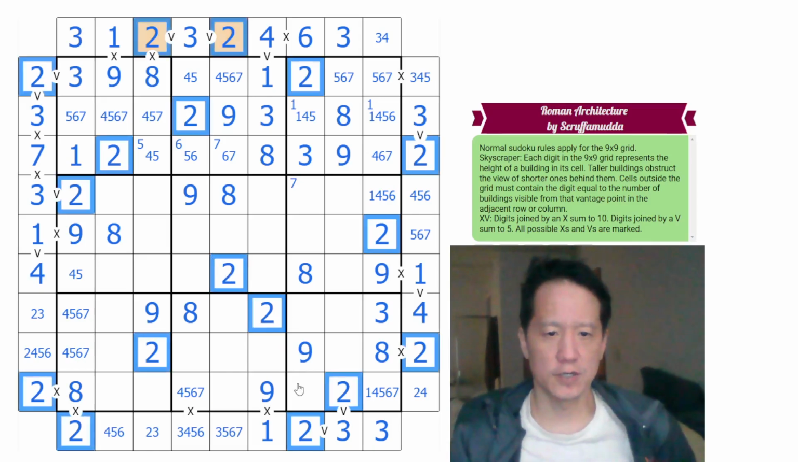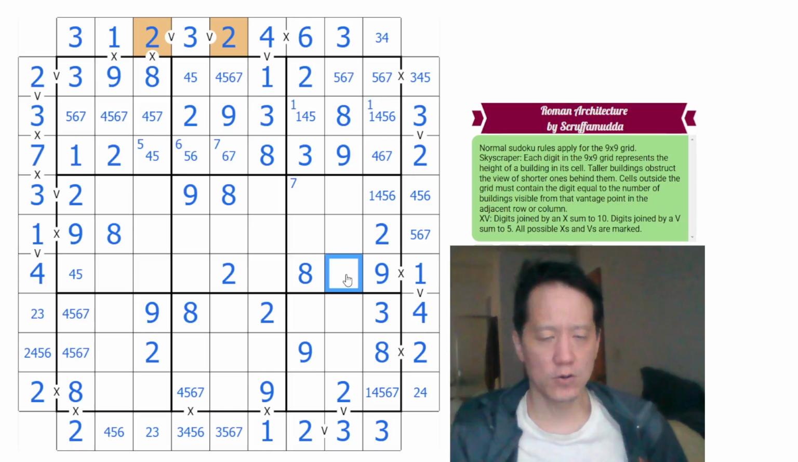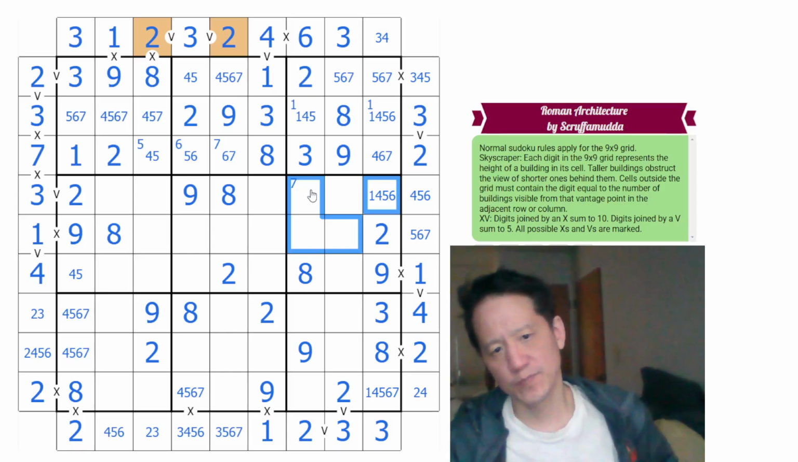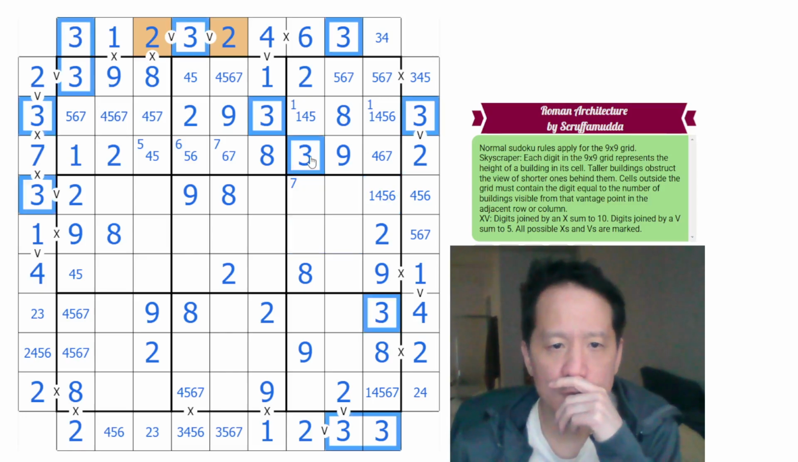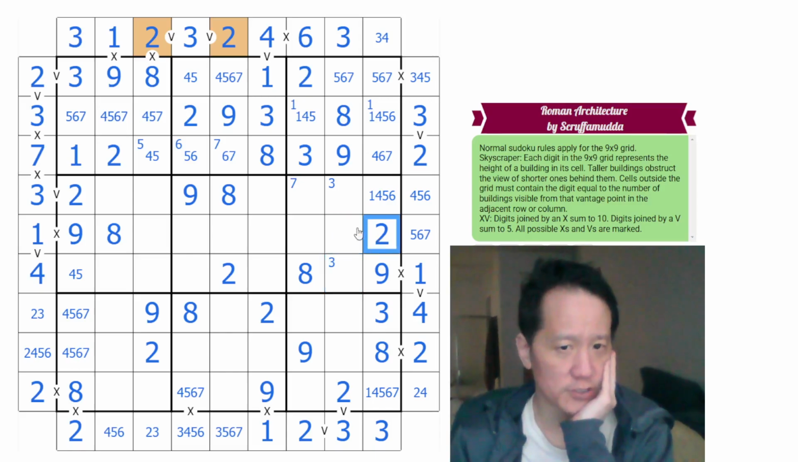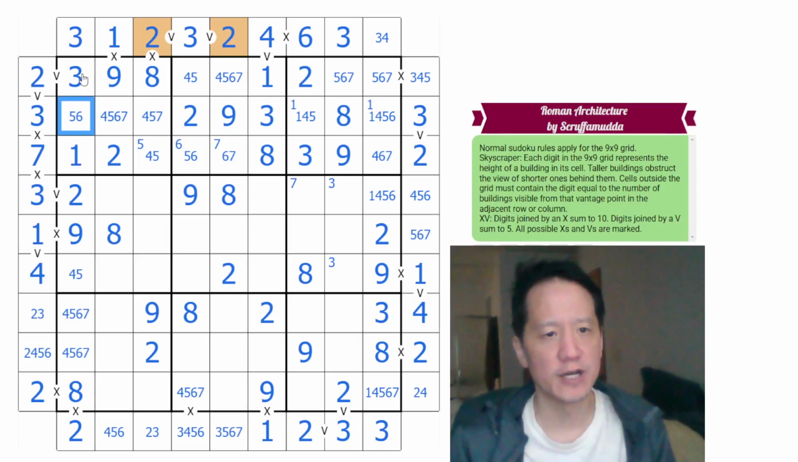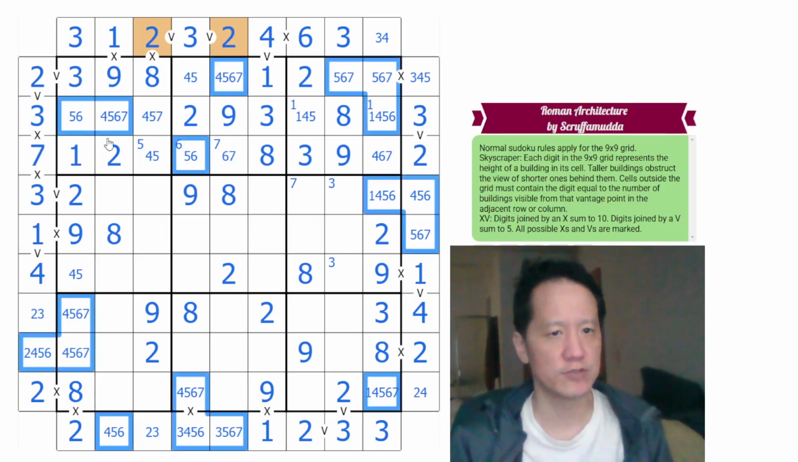Twos are all set. Ones are kind of limited, actually. Where could the 1 be? 1 cannot be here. 1 cannot be here. 1 could be any of these 4 so far. What about 3s? 3 could be here or here. Cannot be here because that would be next to the 2. This can't be 7 because that would add up to 10 with both of these. So this is 5 or 6.